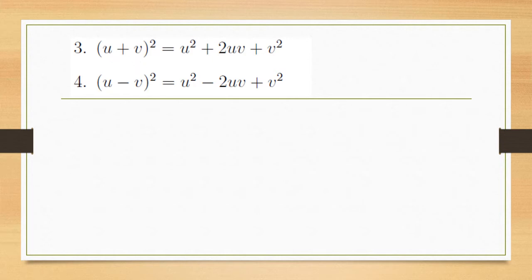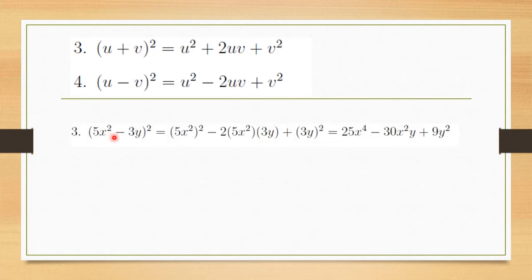Next is the square of a binomial, which results in a perfect square trinomial. There are two types. One is a square of a binomial having a plus, or a positive second term, and the other has a negative second term. So the answer also differs. If this is plus here, you also have a plus. If this is a minus here, then you also have a minus.